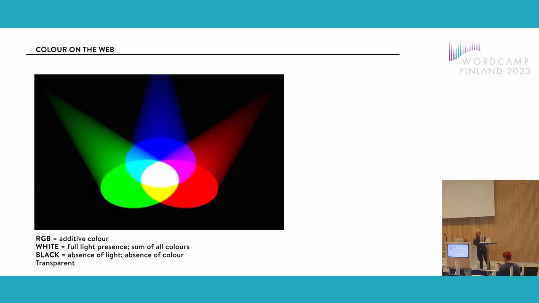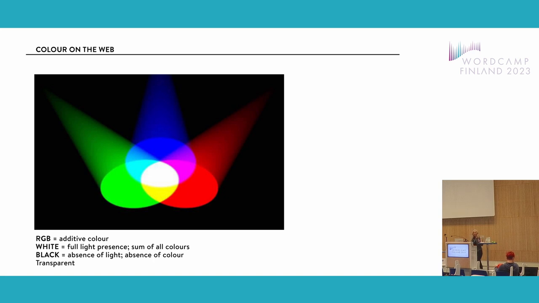Fast forward from the prism experiment to color on the web. Now, I'm sure that you probably know already. Here we have a visual representation of the RGB color system in which color is created by light. The RGB acronym stands for red, green, and blue, which are the primary colors for the RGB system that we use in all screens and monitors and so on.